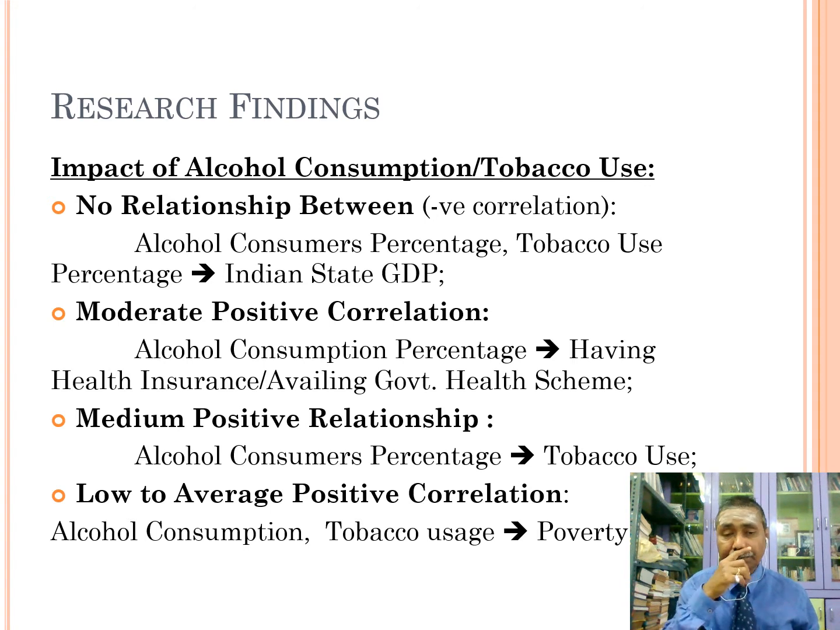Next, low to average positive correlation: alcohol consumption and tobacco consumption both have a lower-level positive correlation with poverty. That means the more these two increase, the more the poverty level will increase. So we have to be very careful. These are the findings of my research.